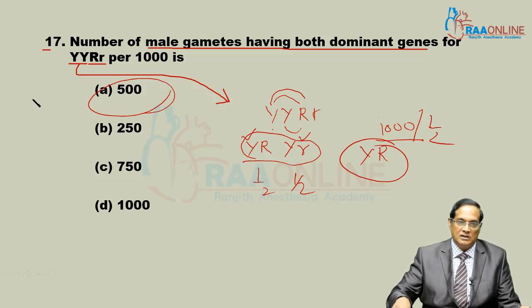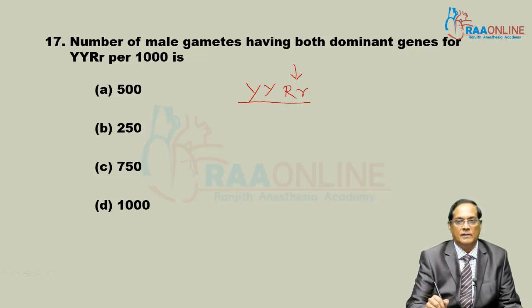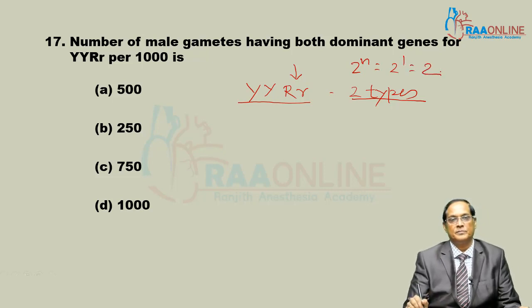Recheck this one. Write the genotype first: capital Y, capital R, small r. This plant is actually a monohybrid plant and it produces two types of gamete, because if you apply the shortcut 2 raised to power n, for a monohybrid plant the value of n is 1. Then your answer is two types.